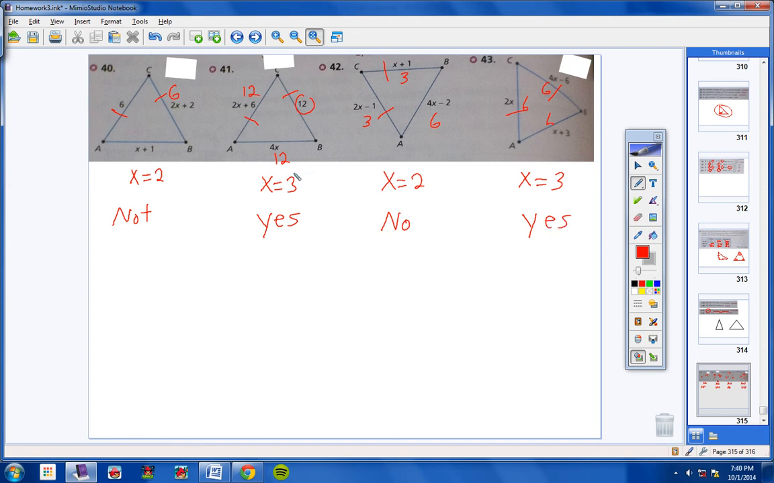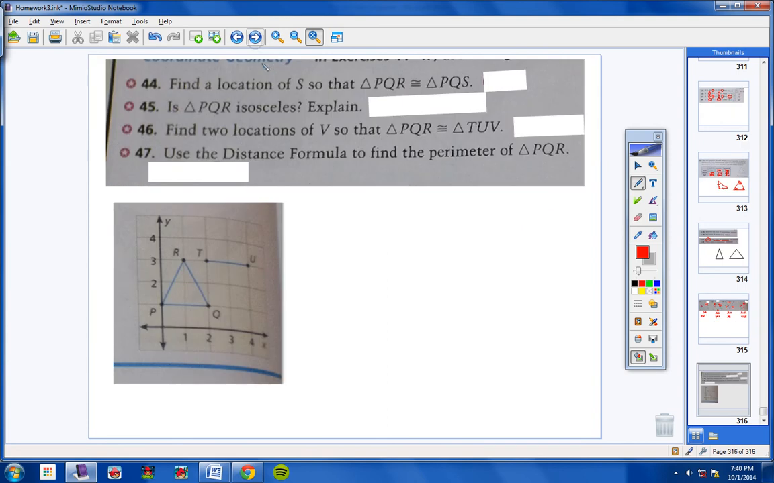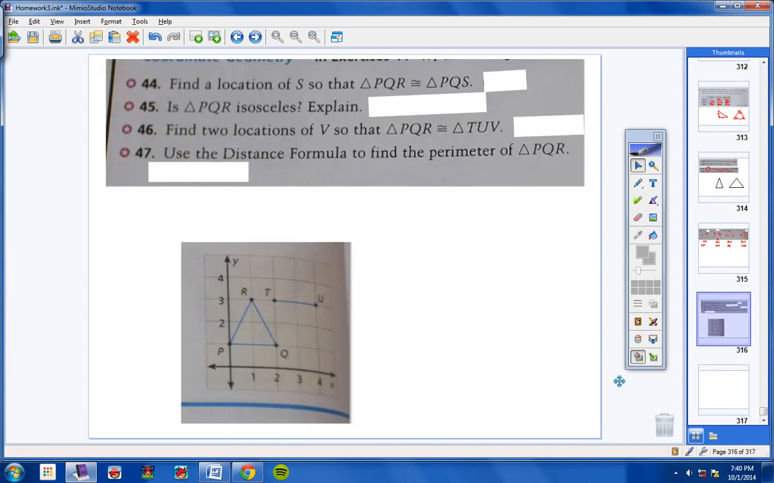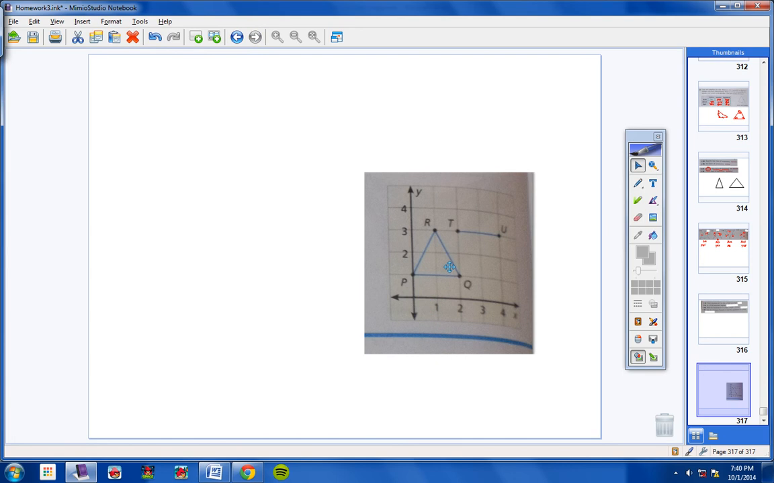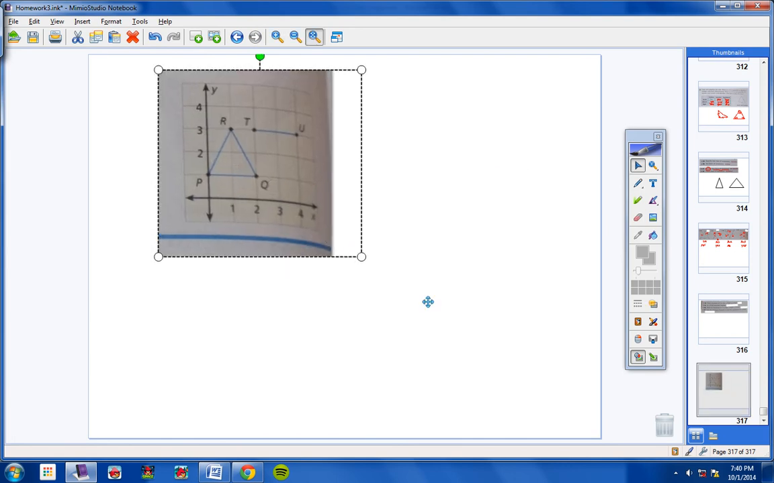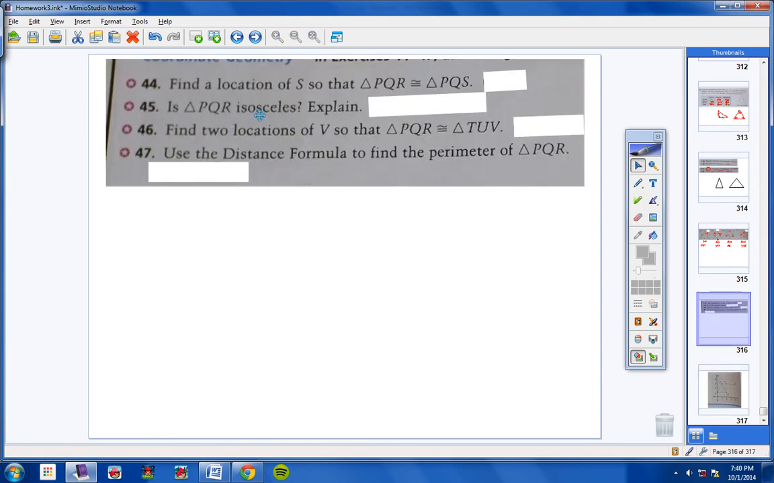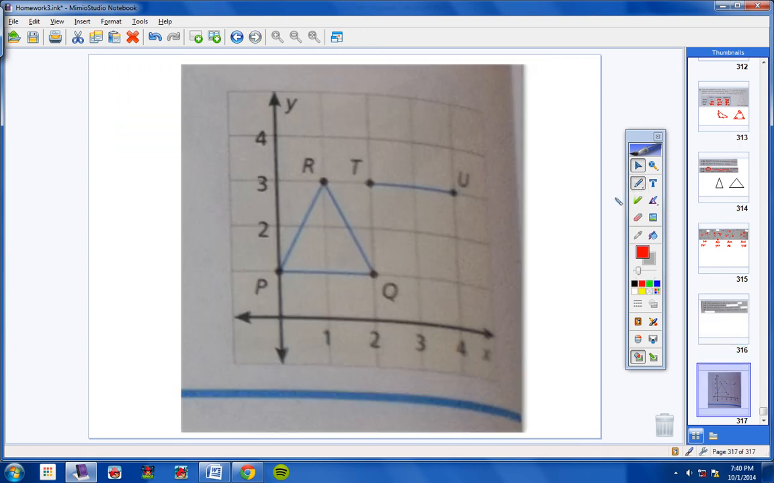Okay, and now numbers 44 through 47. Here we go. Okay, let's make this a little bigger here if we can. In fact, maybe I'll put this on the next page over to give us some more room. And here we go. All right, number 44. Find a location of S so that PQR is congruent to PQS. So here's PQR right here.